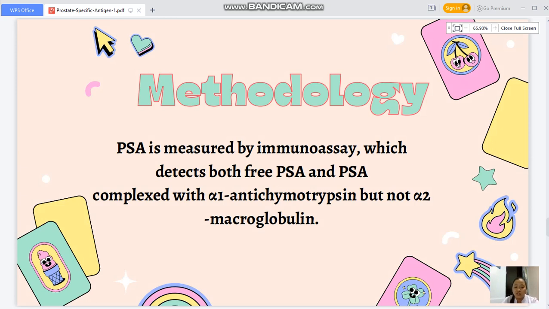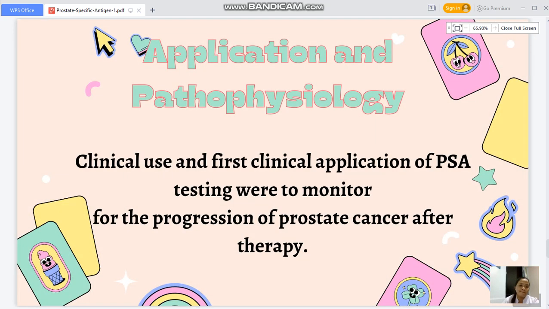PSA is measured by immunoassay, which detects both free PSA and PSA complexed with alpha-1 anti-chymotrypsin but not alpha-2 macroglobulin. The best clinical use and first clinical application of PSA testing was to monitor for the progression of prostate cancer after therapy. This use of PSA to monitor cancer progression has also been found useful after radiation or endocrine therapy.